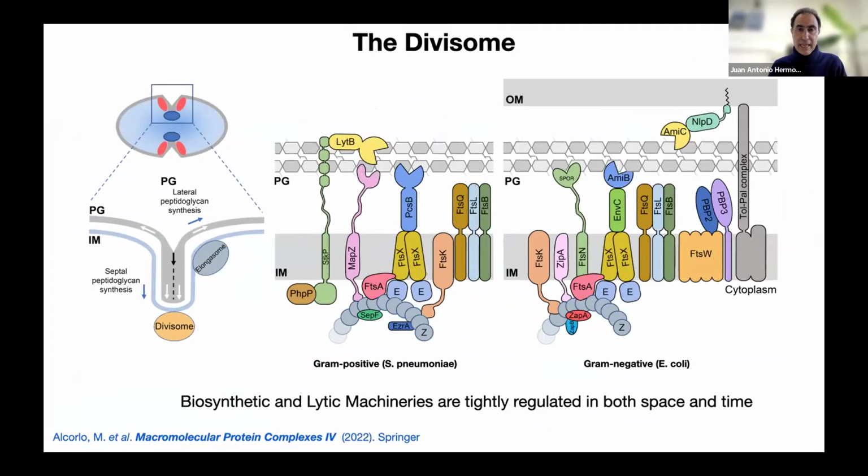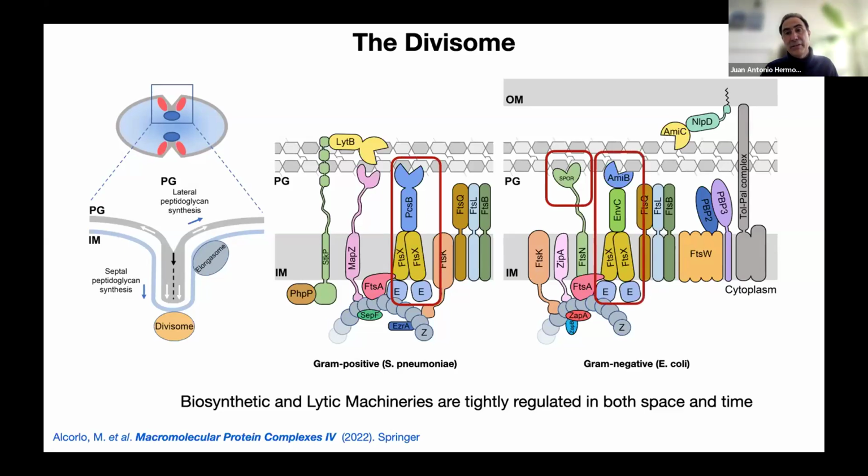So the main machinery for cell division is the so-called divisome. The divisome is a machinery composed of dozens of different molecules that combines the biosynthesis and lytic machineries, and that is more or less preserved between gram-positive and gram-negative bacteria. This divisome contains some specific domains, such as SPOR domains, that are involved in specific recognition of septal peptidoglycan. But there is also a very important and crucial machinery regulated by the membrane complex FtsEX, which controls the lytic activity of the proteins involved in the separation of daughter cells at the final part of the cell division.